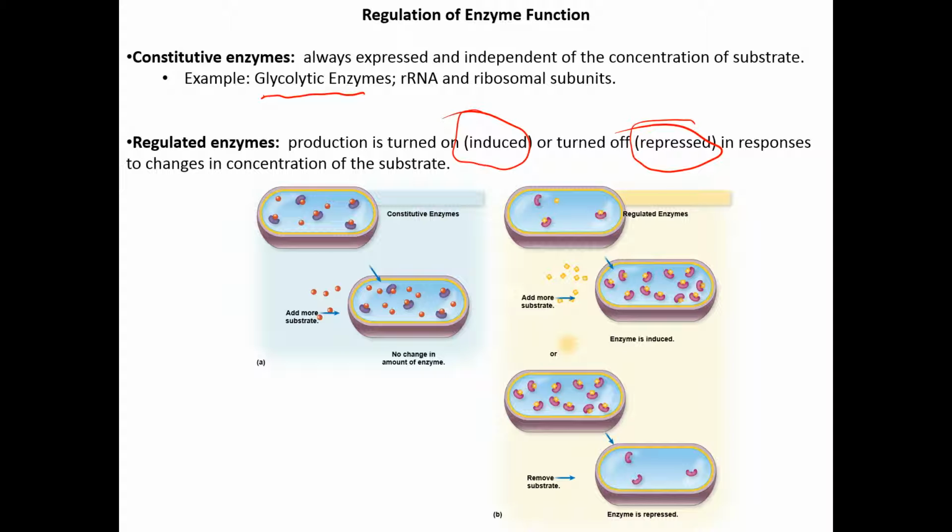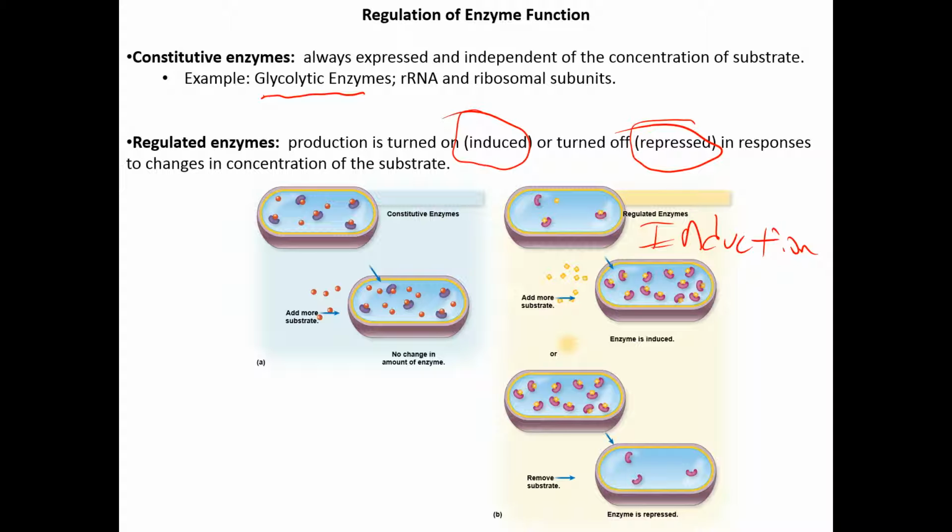Now, regulated enzymes: as you increase the amount of a particular substrate, the level of proteins that are the enzyme in this situation is increased. So they can interact more with the substrate. This would be an example of what we call induction. All right, so it's turned on.